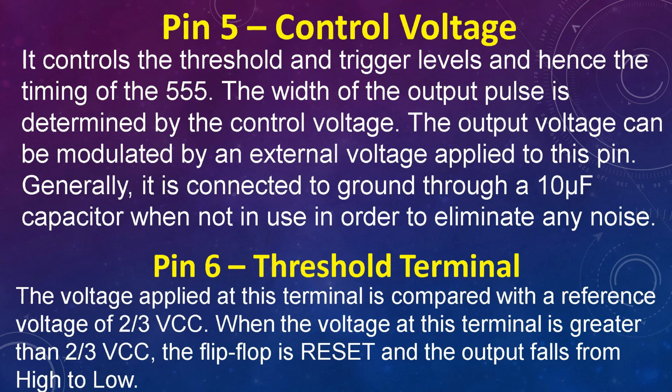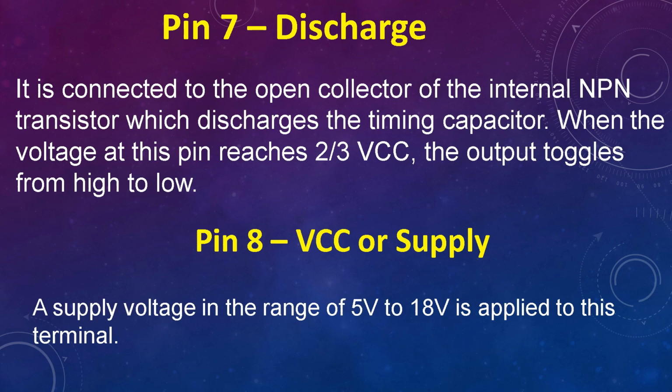Pin 6, threshold terminal. The voltage applied at this terminal is compared with the reference voltage of 2/3 VCC. When the voltage at this terminal is greater than 2/3 VCC, the flip-flop is reset and the output falls from high to low. Pin 7, discharge. It is connected to the open collector of the internal NPN transistor which discharges the timing capacitor. When the voltage at this pin reaches 2/3 VCC, the output toggles from high to low.